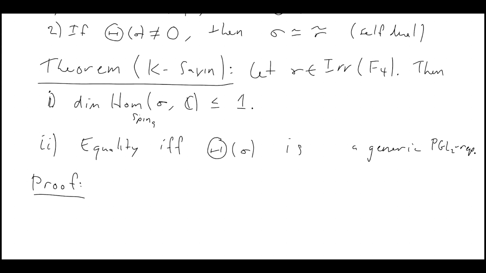All right. Oh, I need to recall one other thing. Okay, so we have F4, and we talked about how this can be identified as the algebra automorphisms of the 27-dimensional exceptional Jordan algebra.